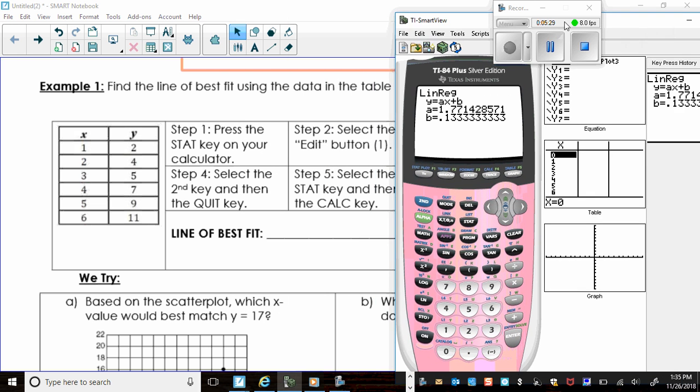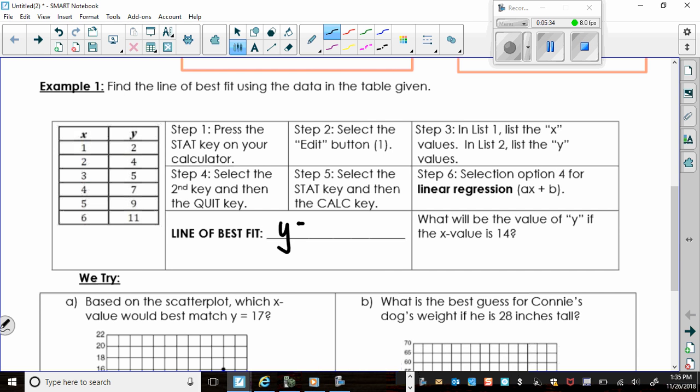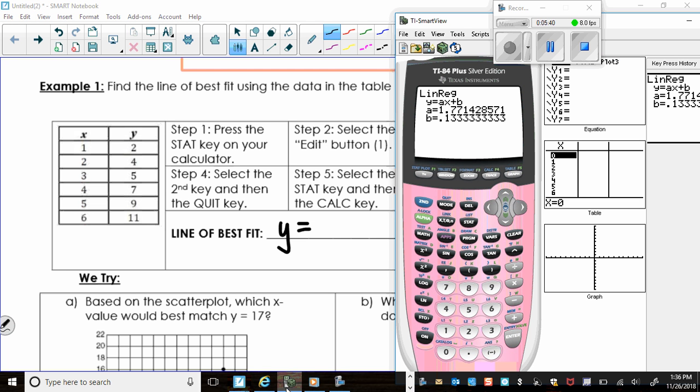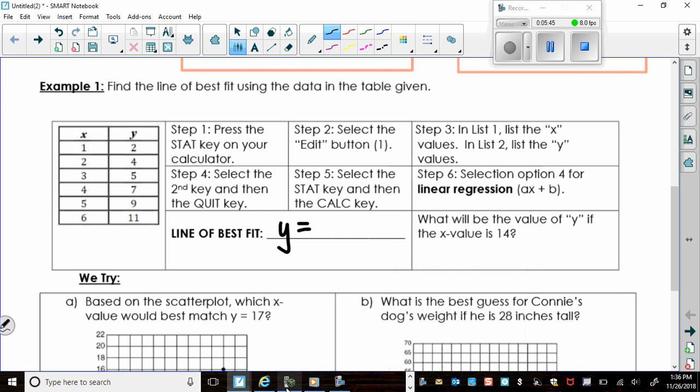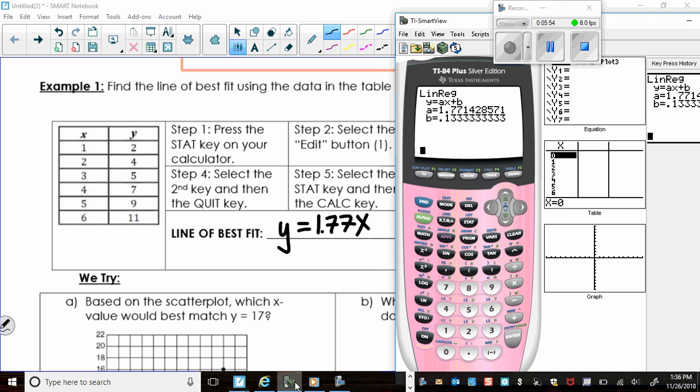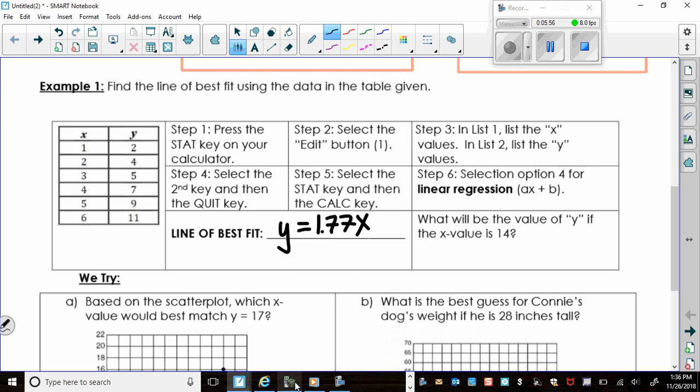So this is what we're going to do. I'm going to write y equals, my slope for the given problem was 1.7714. Okay, so I'm only going to use up to the hundredths place, so 1.77 x, and my y-intercept is 0.1333. So I'm just going to write plus 0.13. Okay, so that is the line of best fit. So if I were to actually plot this on the graph, this is the equation of the line.